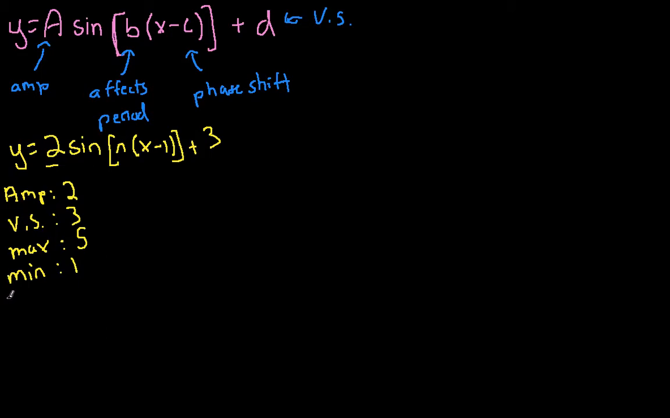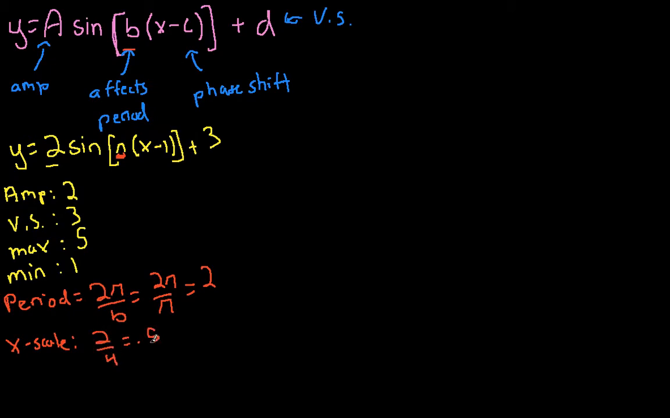So the period is no longer just 2 pi. The period is equal to 2 pi divided by the b value. So in this case, our b value is equal to pi. You can see that b right here has been replaced with pi. So 2 pi over b would be 2 pi over pi, which would give us 2. Now the x scale is still the same thing in that it's still the period divided by 4, which in this case would be 2 divided by 4, or 0.5. So what that b value does is it functions to change our period and therefore our x scale.